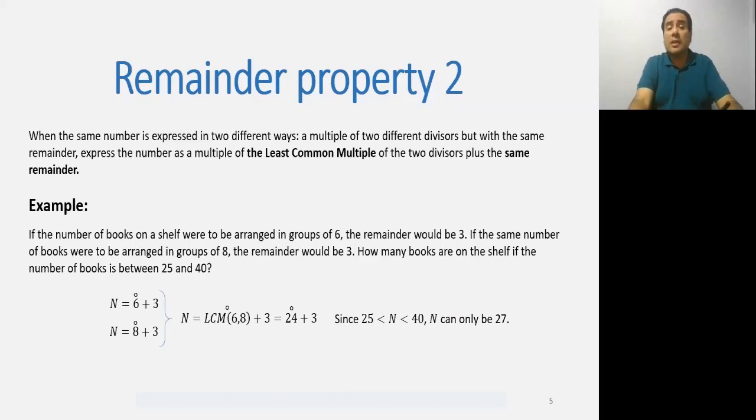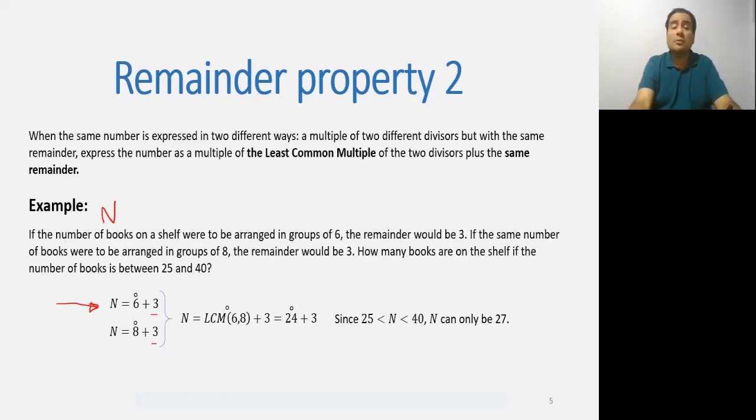Well, you can tell from the first statement in this problem that the number of books on a shelf, when divided by 6, gives a remainder of 3. So it's a multiple of 6 plus 3. And you can also divide it by 8 and get the same remainder. So it's also a multiple of 8 plus 3. See, here you have two remainder structures with the same remainder, 3.